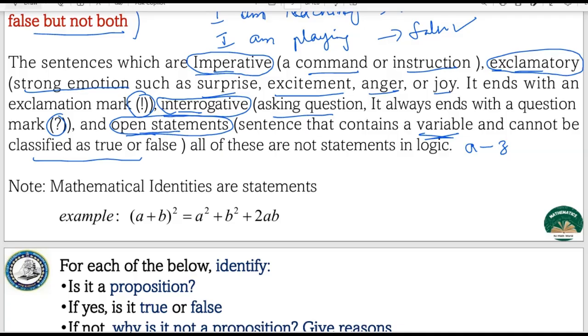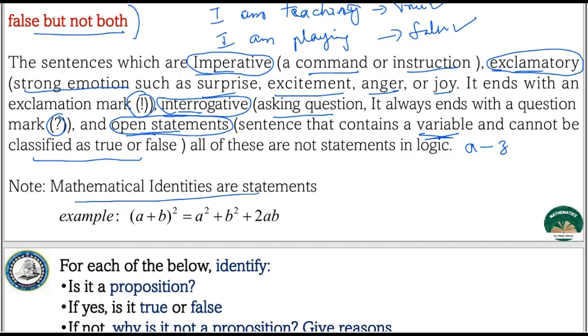For example, if they ask you in an exam, you can just write that mathematical identities are propositions. You can write any one of the formulas: a plus b whole square equals a square plus b square plus 2ab, or a square minus b square is a plus b times a minus b. Whichever you remember, you can write that as an example for a proposition.